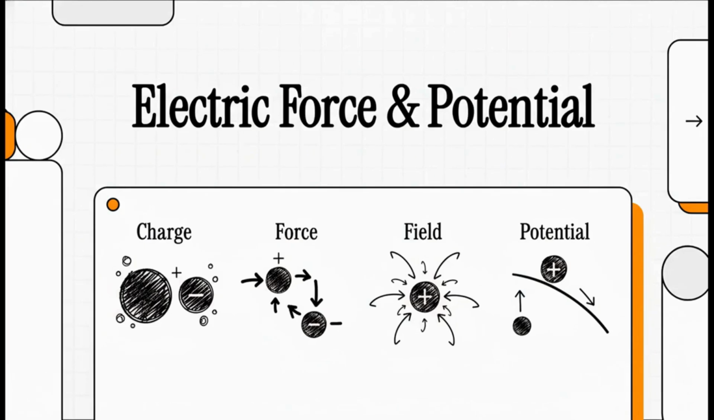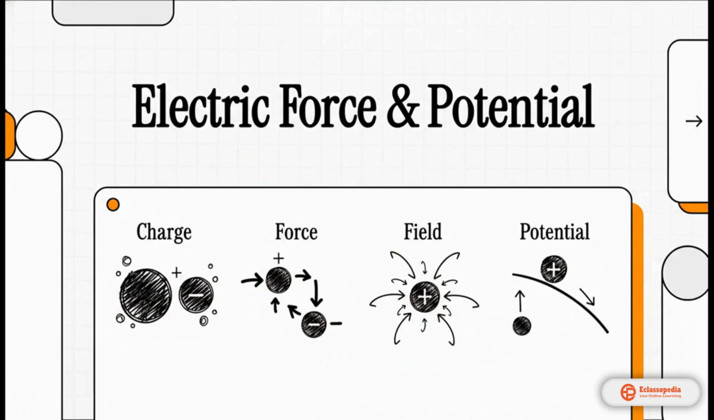Hello and welcome. We're surrounded by this invisible power that runs basically everything in our lives, from the phone in your pocket to the lightning storm outside. But what is it really? Well, today we're going to pull back the curtain on the invisible architecture of electricity itself. We're going to break down four huge concepts: charge, force, field, and potential.